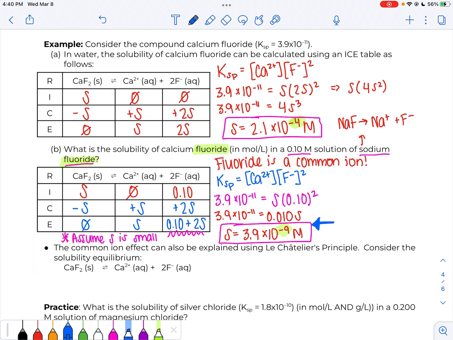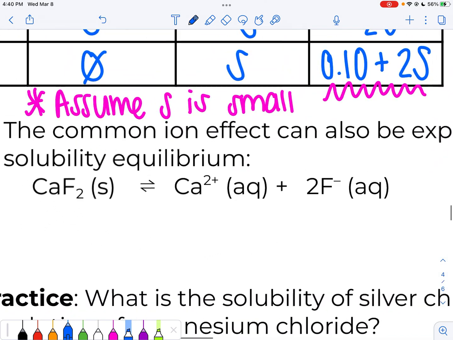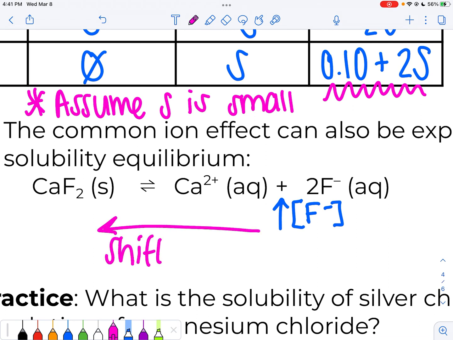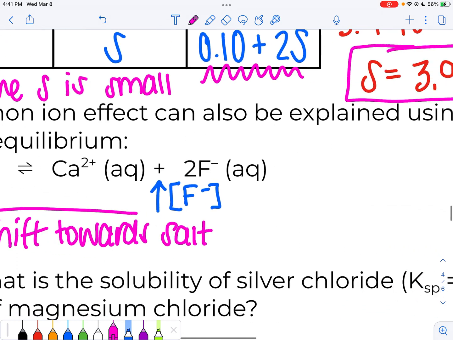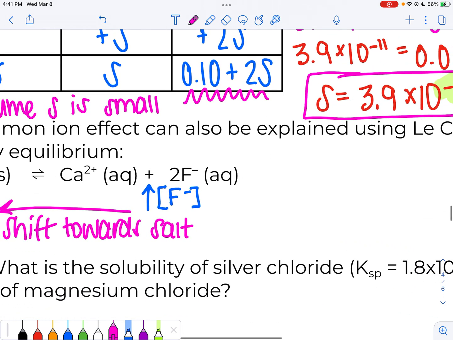So this can also be explained using Le Chatelier's principle. So let's take a look at this right here. If there's already dissolved fluoride ions and we're trying to add more to it, we're effectively increasing the concentration of F minus by trying to force more stuff to dissolve. So what's going to happen to this equilibrium? Boom. Shift towards salt. It's shifting left. It's shifting towards the reactants, which in this case is our salt. So if we're shifting towards making solid salt, less stuff is going to be dissolved.